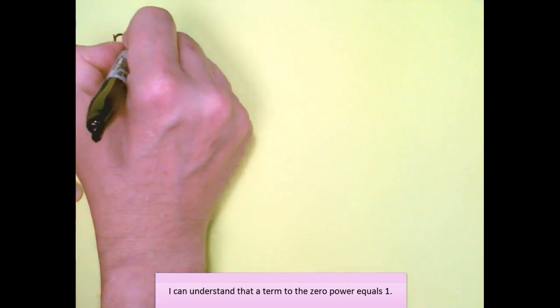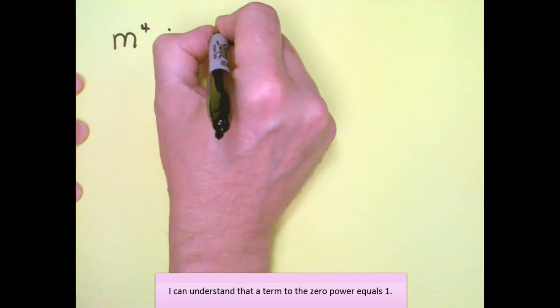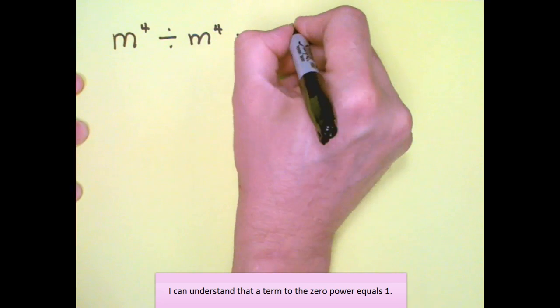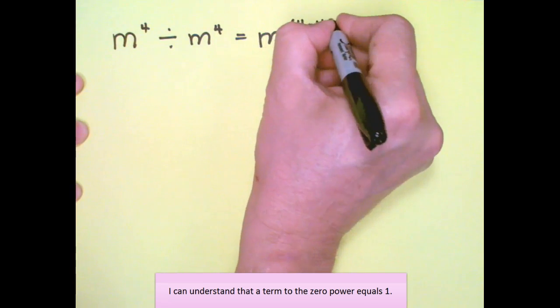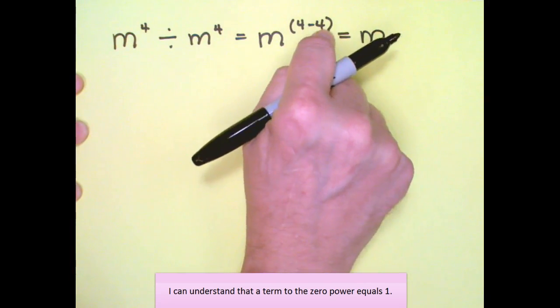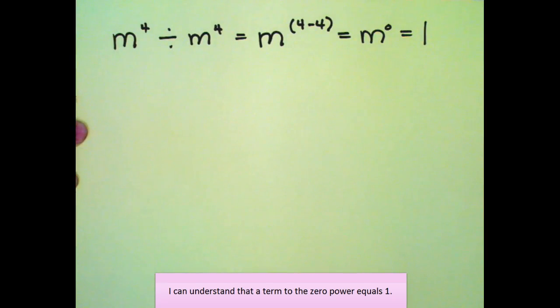And let's take a look at our third learning goal. I can understand that a term to the 0 power is equal to 1. So let's take an example of m to the 4th power divided by m to the 4th power. And we know from our pattern before that is equal to m to the 4 minus 4. So that is m to the 0 power. And we are saying that is equal to 1, when intuitively we might think, you know what, that should be equal to 0. Why is that equal to 1? How is 0 m's equal to 1?